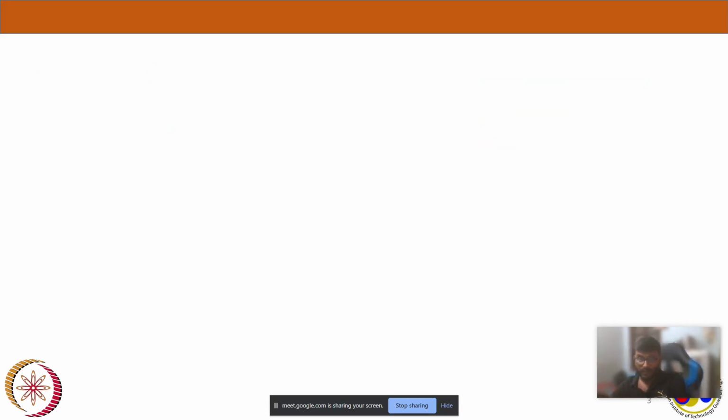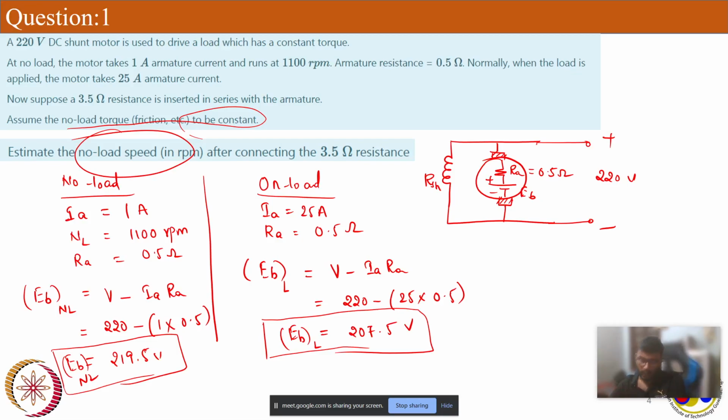Such discussions we did, and with that we saw an example, a numerical problem where we were provided with a DC shunt motor with an armature resistance of 0.5, and we added 3.5 ohms of resistance in series with the armature winding. In these two cases, for both load and no load condition, we analyzed 4 cases. Our 0.5 armature resistance at no load, 0.5 armature resistance on load, 4 ohms resistance at no load, 4 ohms resistance on load. For these 4 conditions, we calculated the EMF generated and also the speed at which my motor is running.